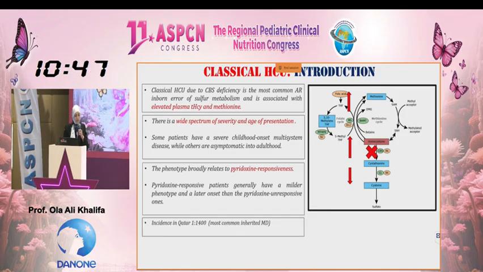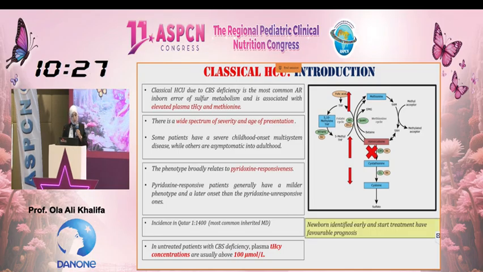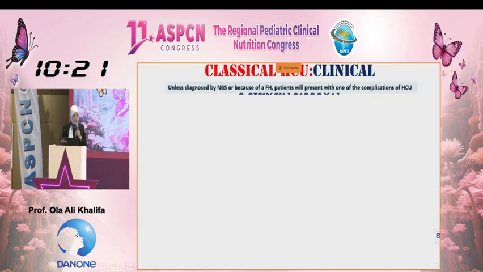The incidence in Qatar, in which classical homocystinuria is the most common metabolic disease there, is 1 in 1,400, and it is attributed to a common mutation found in the Qatari population. Untreated patients with CBS deficiency have a plasma total homocysteine above 100 micromole per liter. Newborn screening identifies early, and the start of treatment gives a favorable prognosis.